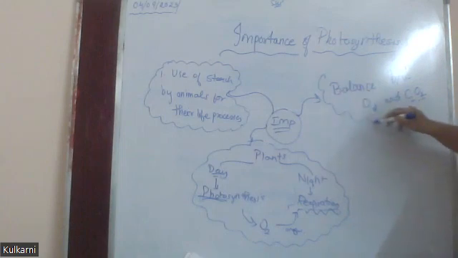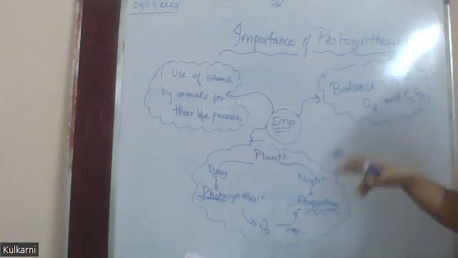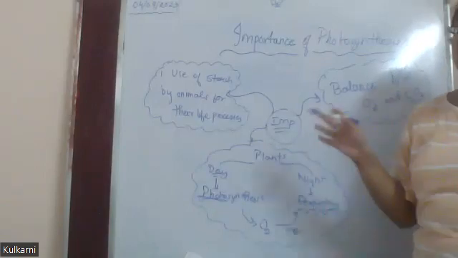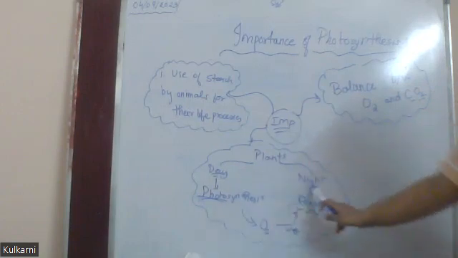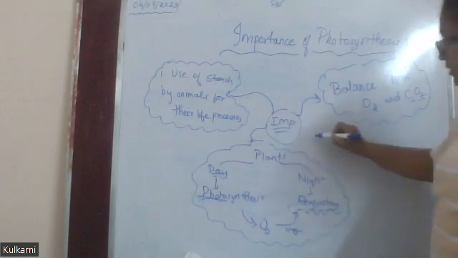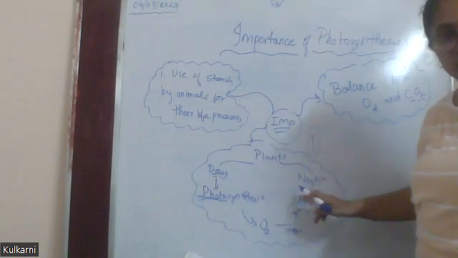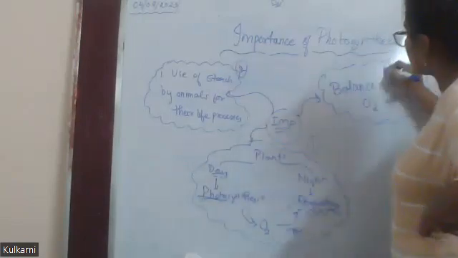Now how should I remember these 3 super important points? First, use of starch, then respiration, then balance. You can remember in any form. Let's remember first this one, that is respiration. Second, I'll remember this one. Third, I'll remember this one.